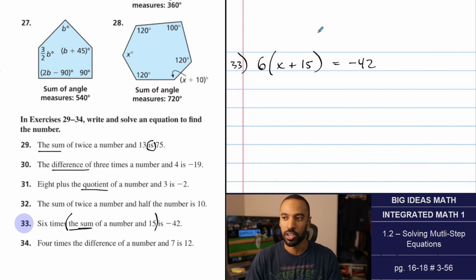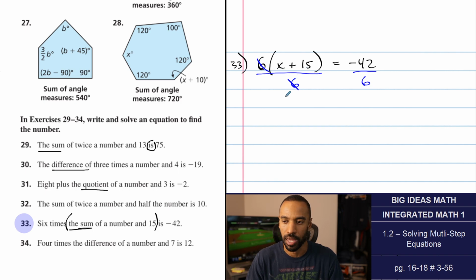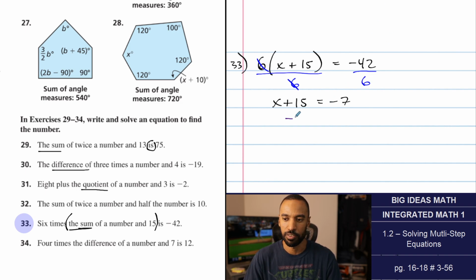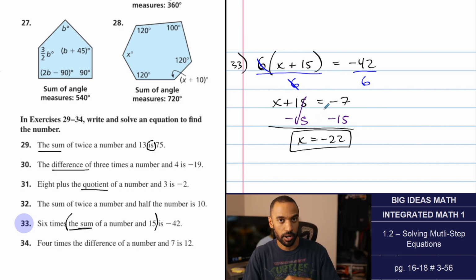Now, we haven't done this method in a while, so let's look back at it. 42 can divide by 6, right? So let's divide both sides by 6 instead of distributing, and it probably saves you a little bit. 6 times 15 is a little bigger of a number. Maybe you don't want to work with that. So now we have x plus 15 equals negative 7, and we can subtract 15 from both sides. And this x is negative 22. Doing my mental math up there, it does work out.